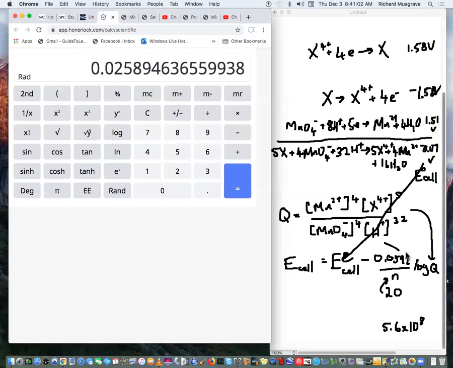So do the log first and then multiply it by the other things. I think what I did there was that the log was on the 8 and not the 5 times 10 to the 8th in that case. So you hit log Q and then multiply that by 0.0592 divided by 20, multiply that by your E0 cell. Subtract from the E0 cell. Okay, yeah, do the log first. I think it's probably the safest thing to do. Okay, great.